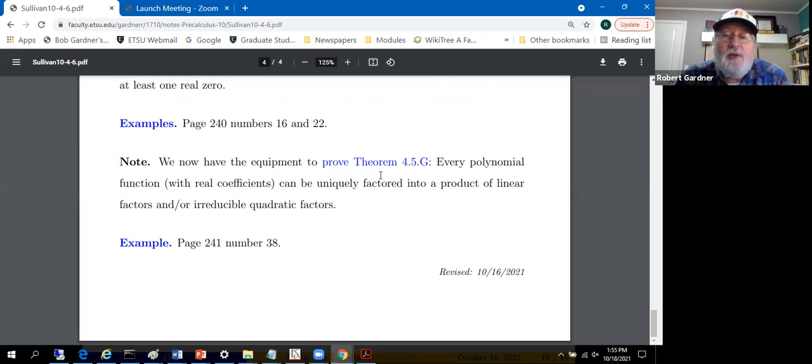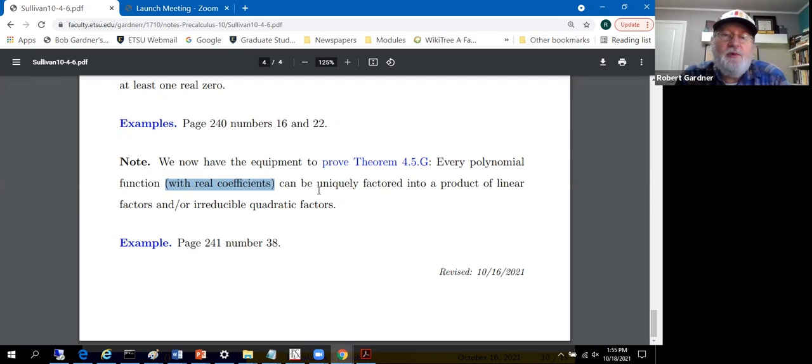Okay, I said I owe you a proof of theorem 4.5.g, so let's do that, followed by a final example. We've got the equipment to prove theorem 4.5.g. Again, that said every polynomial function with real coefficients. Actually, they didn't put that part in the statement of it, I don't think, in section 4.5. That was the understanding that we were dealing with real numbers in that section, but not anymore. So let me make it explicit.